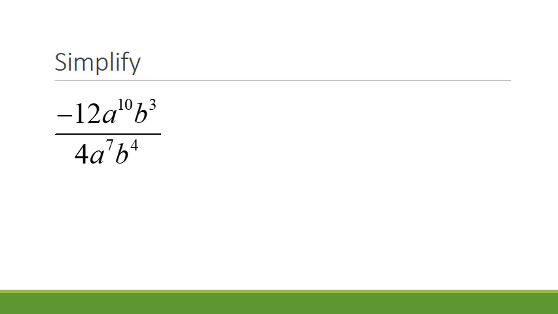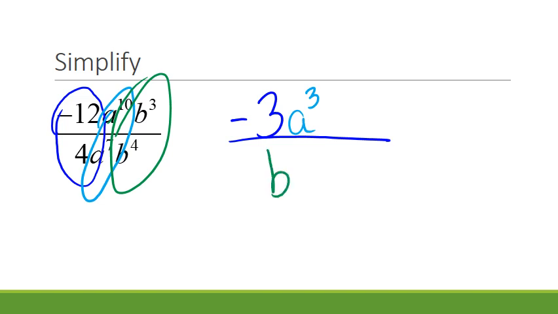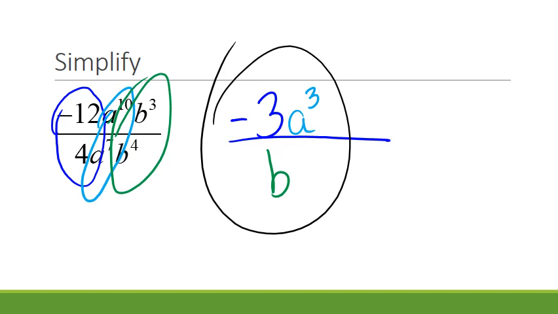All right, I have my coefficients out front. A negative divided by a positive is a negative, and 12 divided by 4 is 3. Let's deal with the a values. The larger a is on top. 10 minus 7 is 3. The larger b value is on bottom. 4 minus 3 is 1. So that would be my final answer.